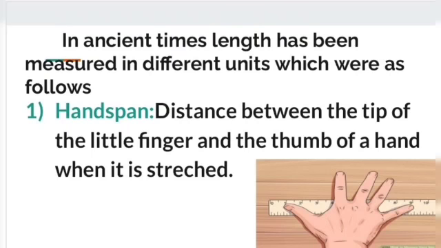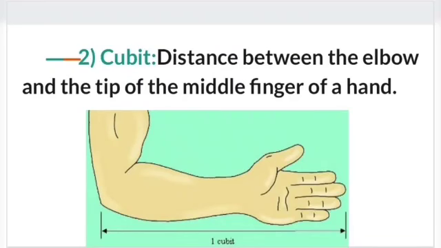Okay, as shown in the picture. And second is cubit. Now what is cubit? The distance between the elbow and the tip of the middle finger of a hand is called cubit. This is another way for measuring the length. Okay. 1 cubit is shown in the picture.